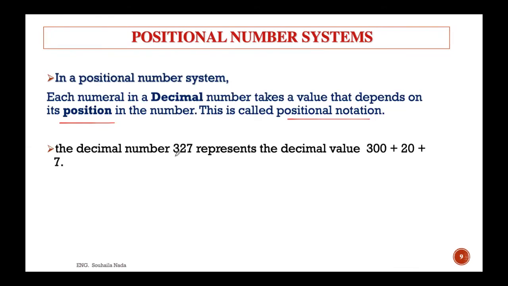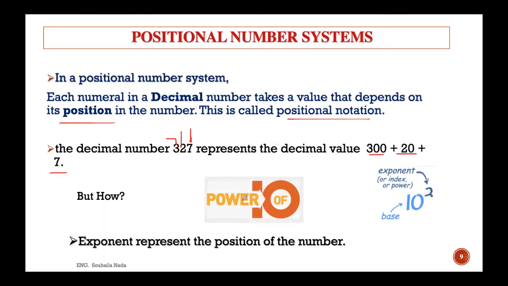The decimal number 327, for example, is represented like this: 300, 20 and 7. But how? All of us studied this: this is hundreds, this is tens, this is ones. So how can we calculate this in a very simple way? We use powers of 10. The positional numbering system for the decimal system is a power of 10 system.